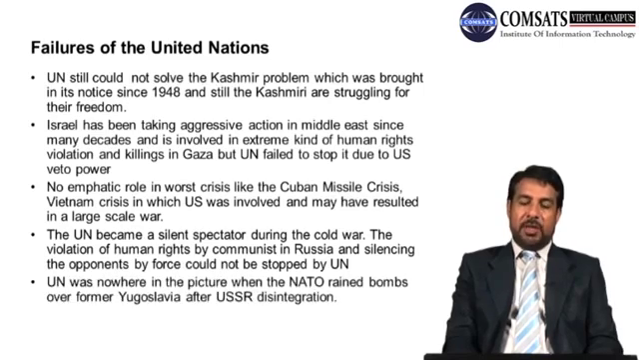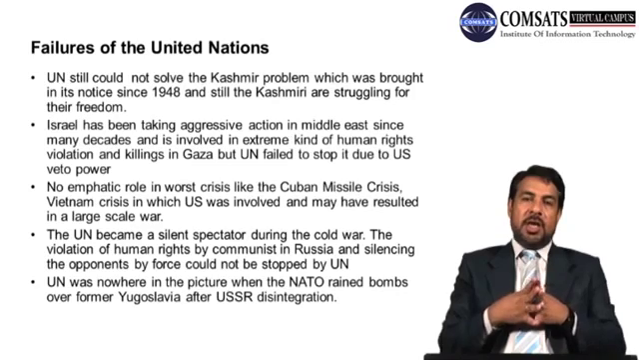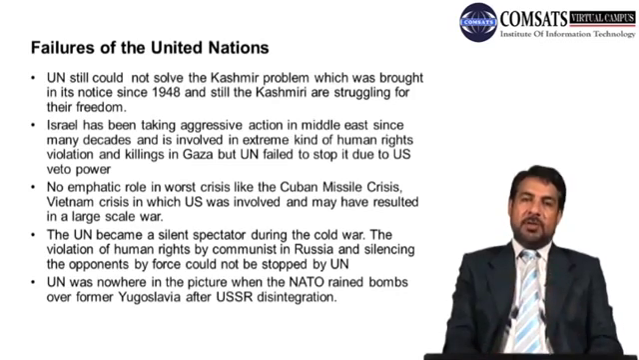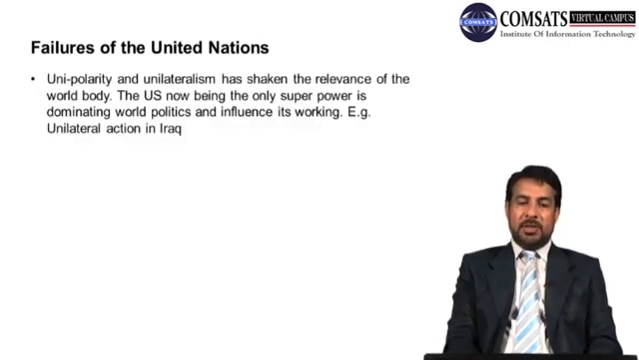The UN was nowhere in the picture when NATO rained bombs over former Yugoslavia after the USSR disintegration. So we also saw here that after Russia's disintegration, the UN was nowhere and NATO was bombing the former Yugoslavia. The UN was silent here because a powerful body was involved, and as a result the UN was powerless to take any action or to stop this violation of human rights.